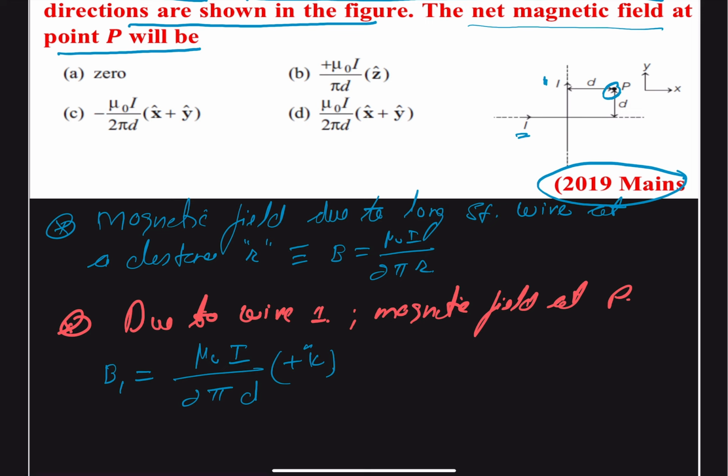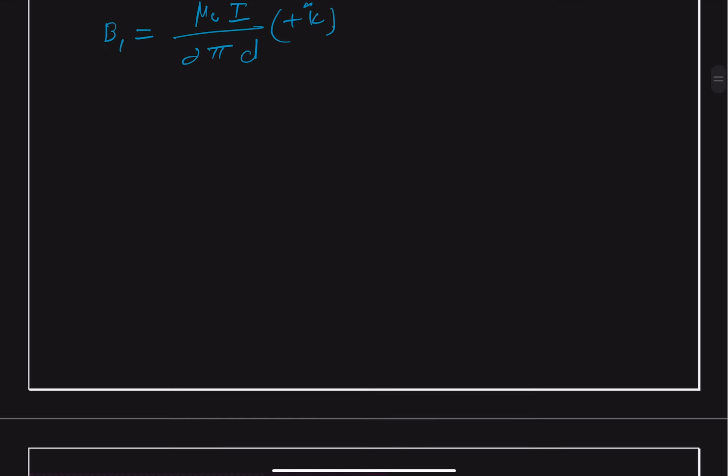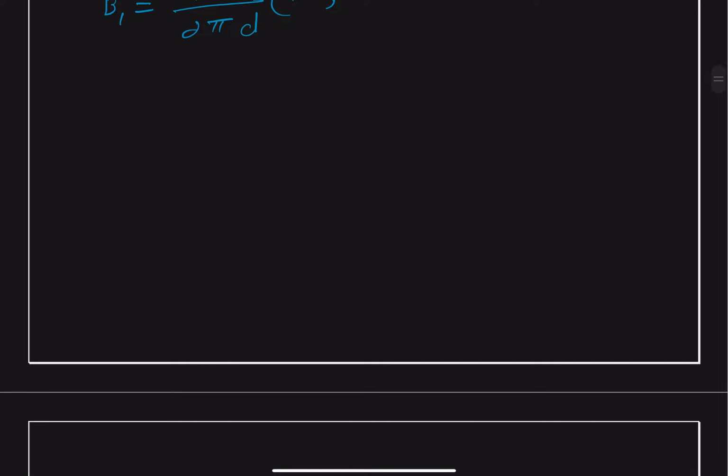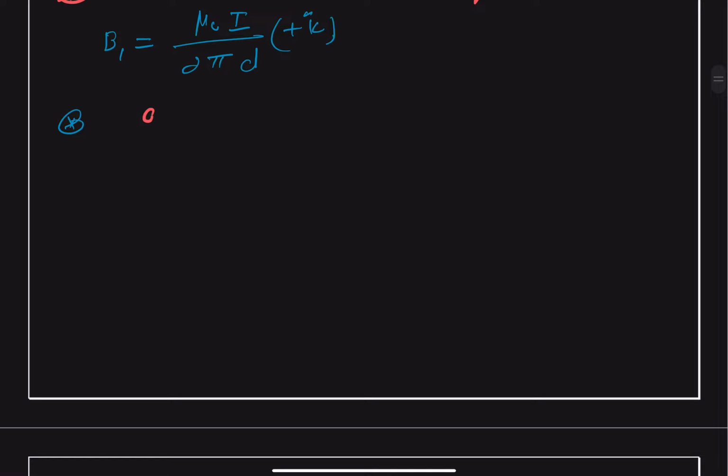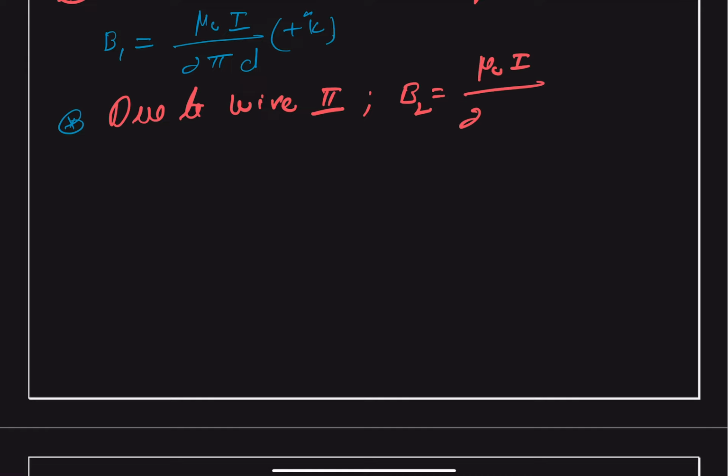So this is our wire 1 and this is our wire 2. Similarly, we can write for wire 2, the magnetic field due to wire 2, B2, will be mu naught I upon 2 pi d, and the direction in this case will be our minus k unit vector.